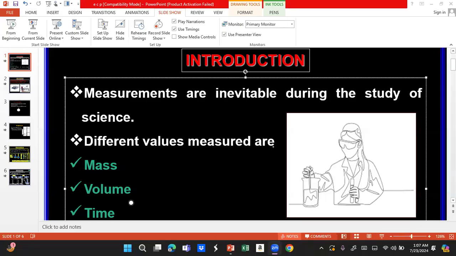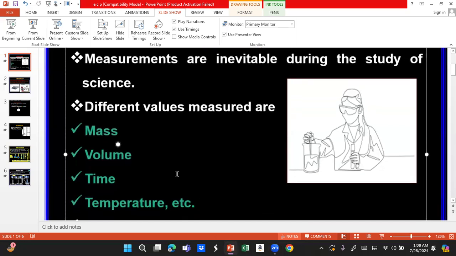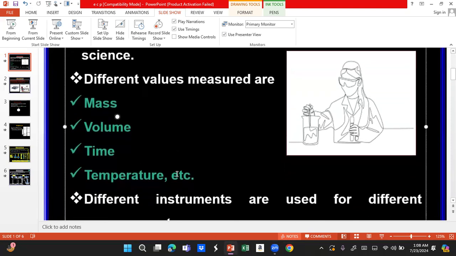Dear students, welcome back. Today we are going to talk about measurements in chemistry. They fall under experimental chemistry one. Measurements are very important, are inevitable during the study of science. The different quantities which can be measured by using different instruments are known as mass, volume, and after that we have time and then temperature.